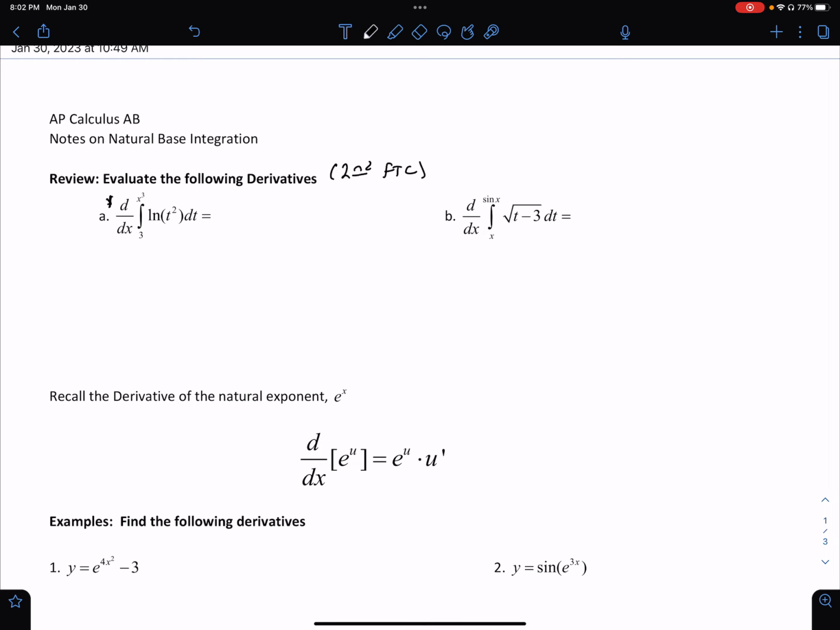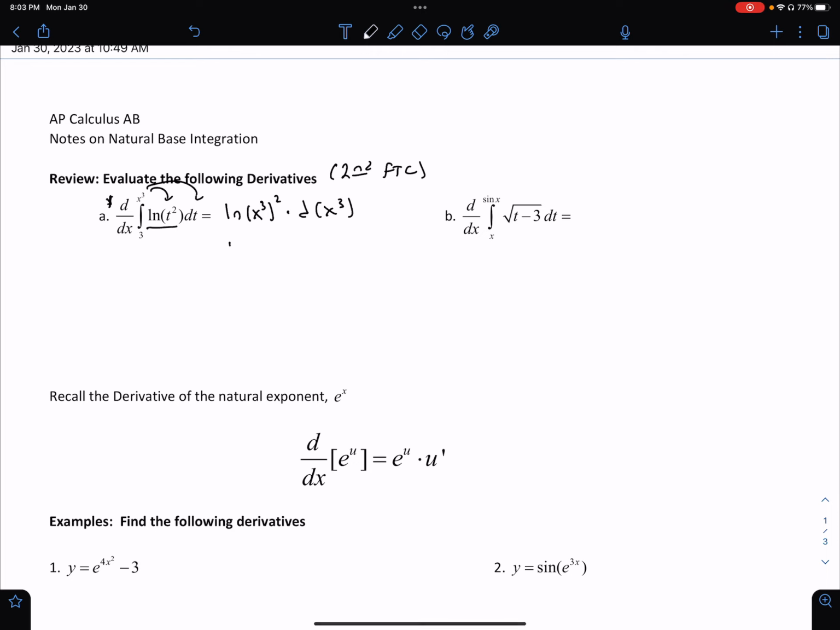So for the first one, we're taking the derivative as we go from 3 to x cubed of the natural log of t squared. So when we take that derivative, since I'm taking the derivative of the integral, we should get this natural log of t squared back. But using the fundamental theorem, our rule just says we're going to replace each t with x cubed. So this, of course, becomes the natural log of x cubed squared. And don't forget the chain rule.